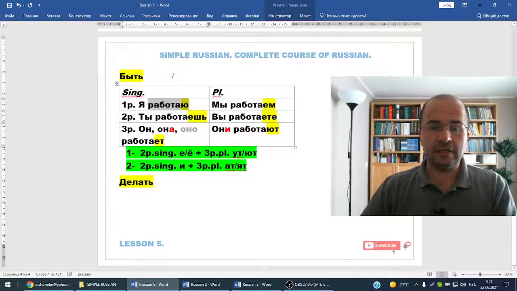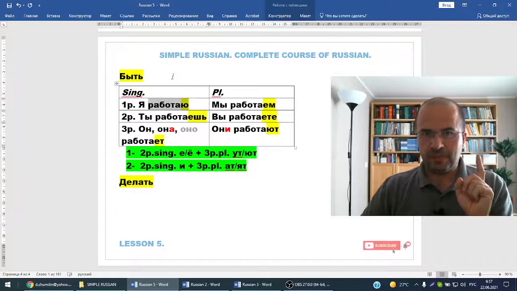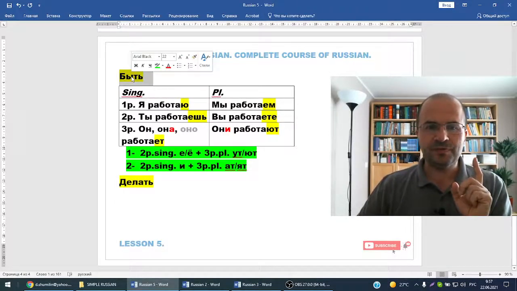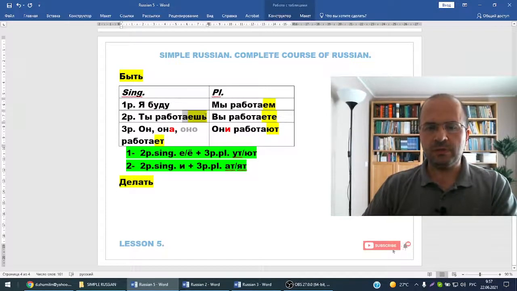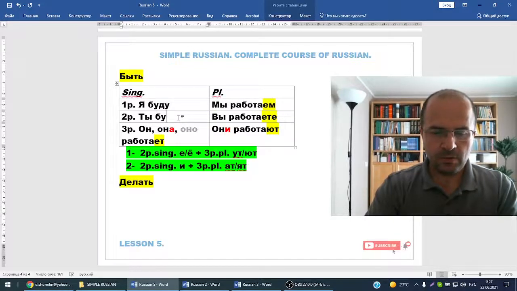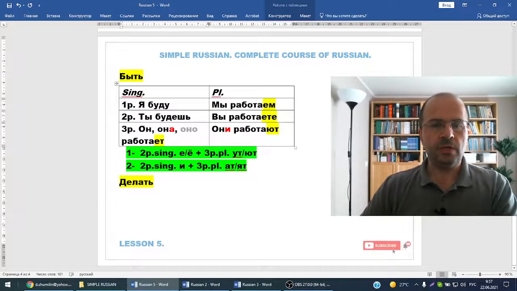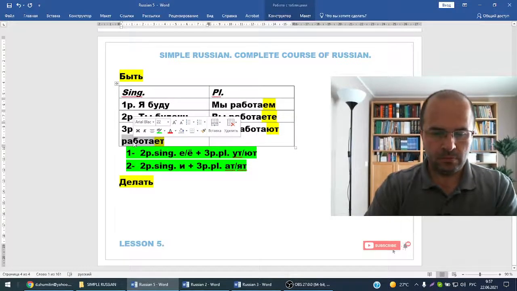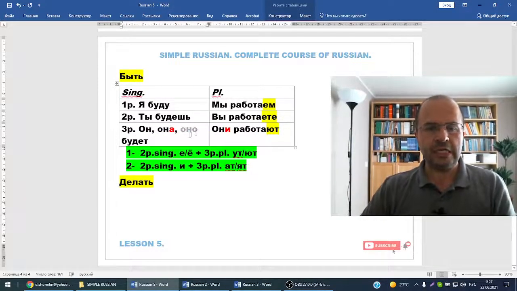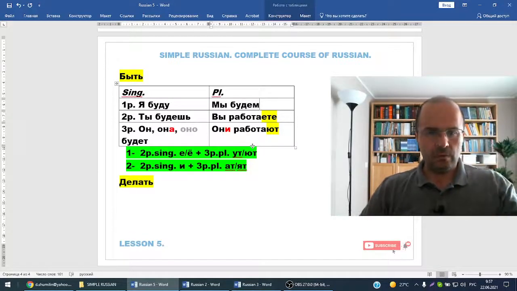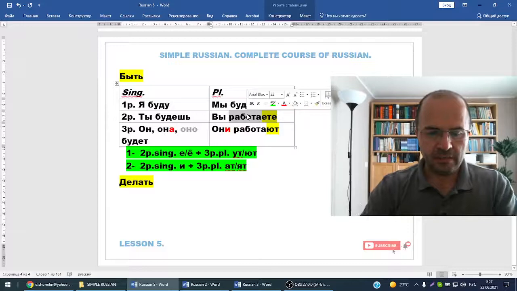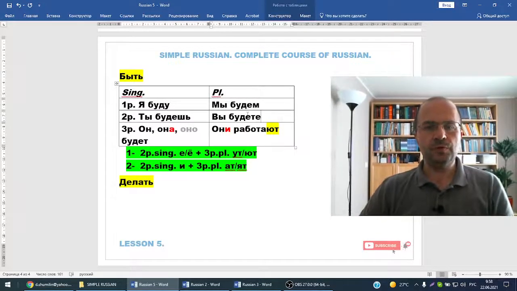So this is future, okay? Attention. This we are going to write the future. Я буду. This means I will be. Ты будешь. You will be. Он, она, оно будет. He, she, it will be. Okay? Мы будем. We will be. Вы будете. You will be.